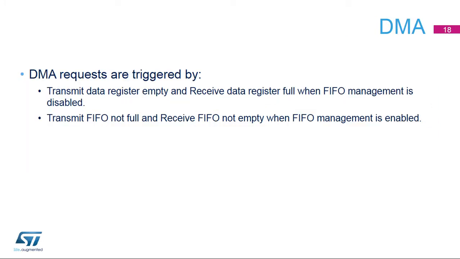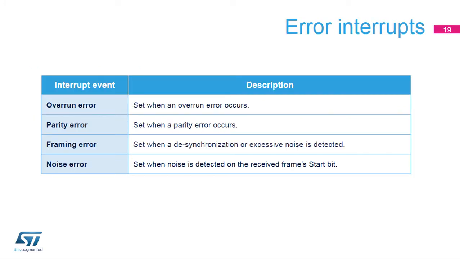The DMA requests can be generated when receive buffer not empty or transmit buffer empty flags are set when FIFO management is disabled. The DMA requests can be generated when the transmit FIFO not full and receive FIFO not empty flags are set when FIFO management is enabled. Several error flags can also be generated by the LPUART as shown in the table. The overrun, parity, and framing error flags are each set when the corresponding error occurs. The noise error flag is set when a noise is detected on the received frame's start bit.